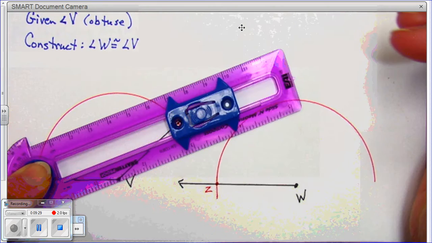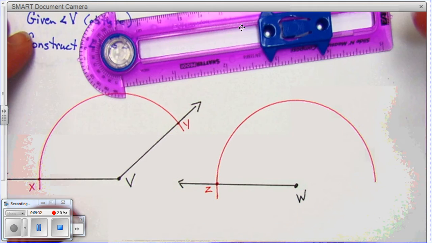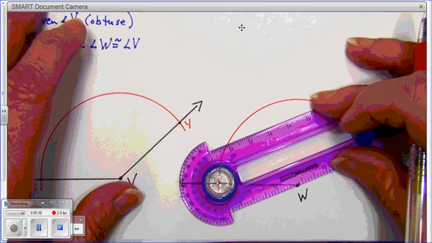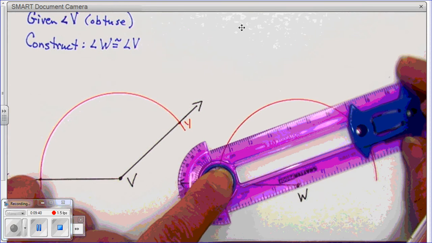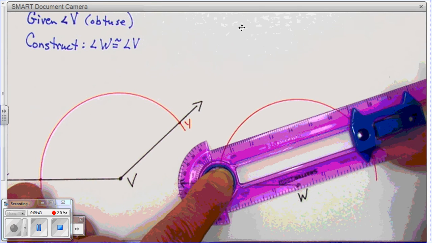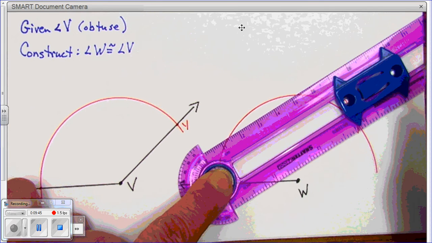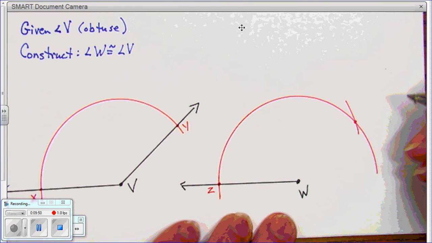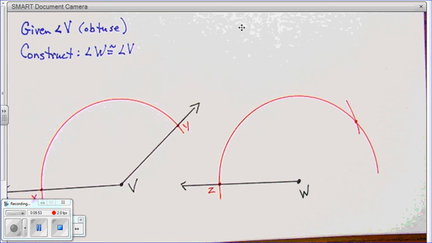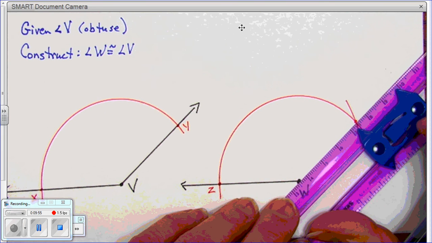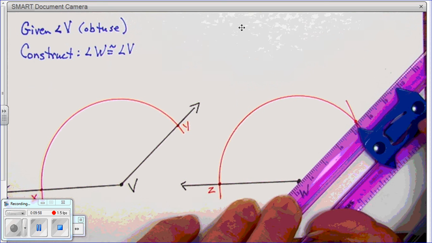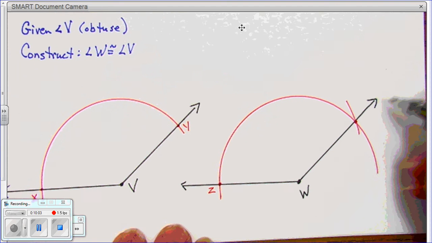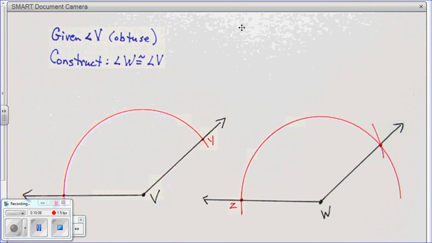Okay. Now, where do I place the center? As Z. Move the center to Z. Hold that tight, and I'm going to draw now an arc that crosses my favorite arc, and there it is. At that point, I can now draw the second side of angle W, and that will be my congruent angle. Those look okay? I hope yours turned out as well.